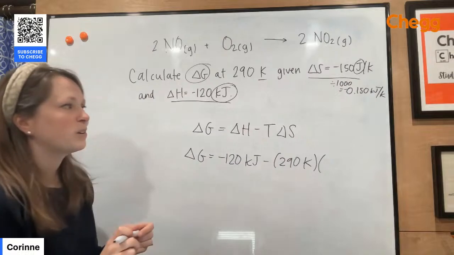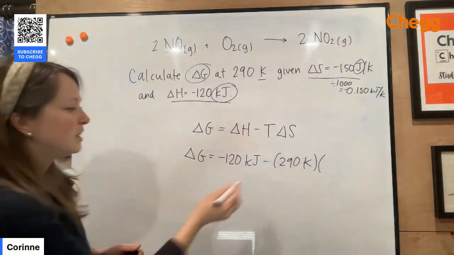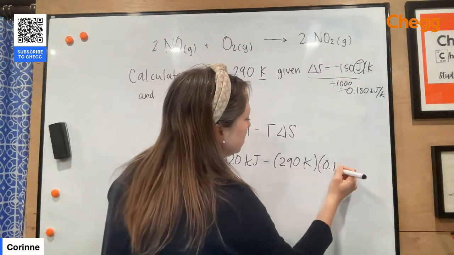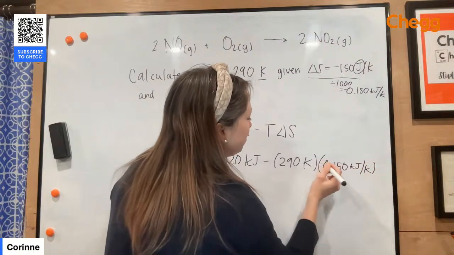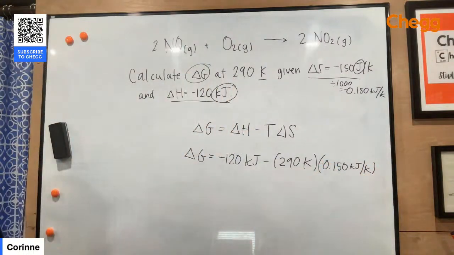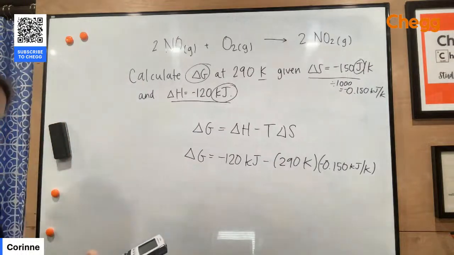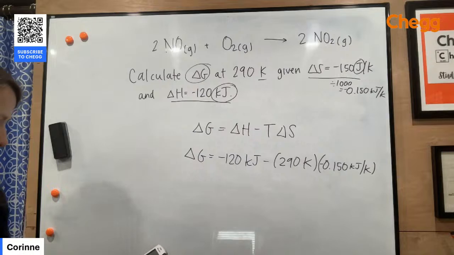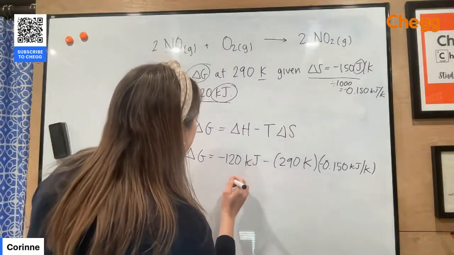All right, so a quick trick with that, if you're dividing by 1,000, you're just going to move your decimal over 3 places to the left. So that's just going to be negative 0.150 kilojoules per Kelvin. Be careful, you don't want to lose your sign here because that's going to make a big difference if you're trying to figure out whether or not this is a thermodynamically favorable process. All right, so let's plug this in, figure out what this is. So negative 76.5.